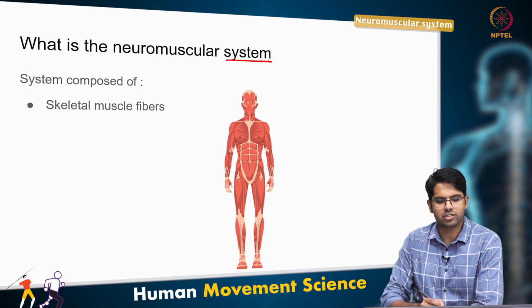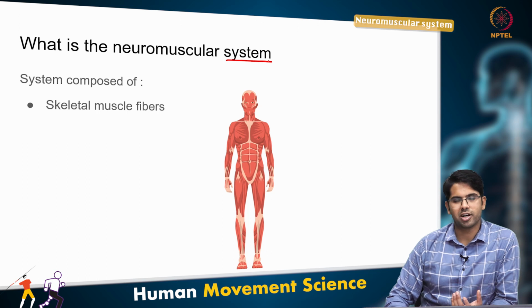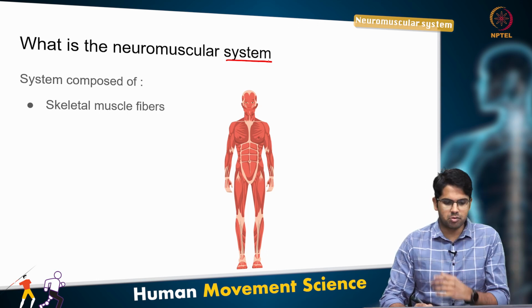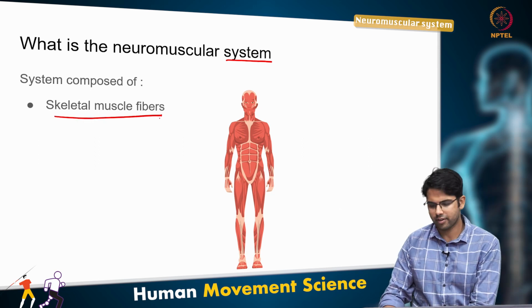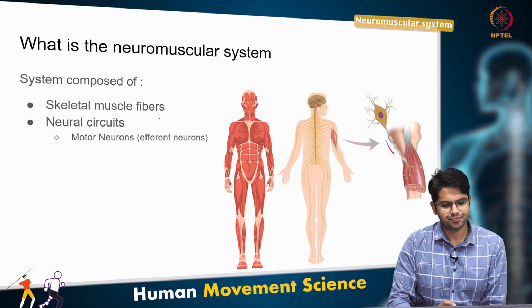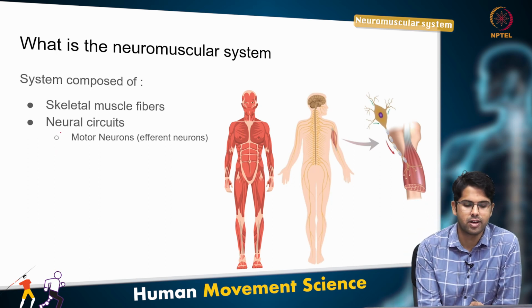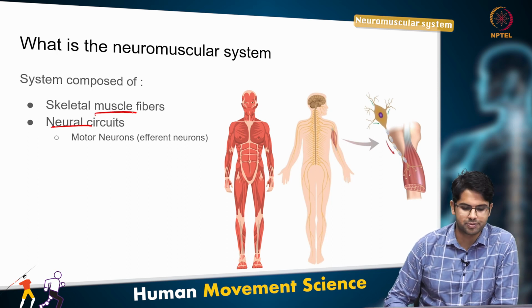Right, so what is the neuromuscular system? Emphasis on the word system. It is composed of multiple subsystems, some of which you have already studied. In particular, the skeletal muscle fibers, and neural circuits, which is the neuro and the muscle part.